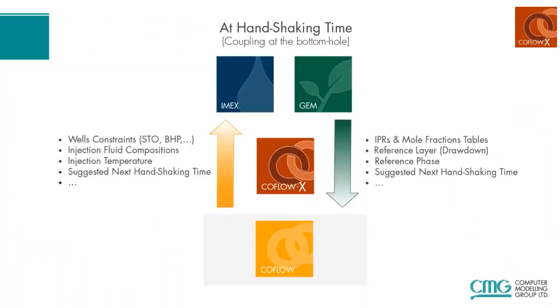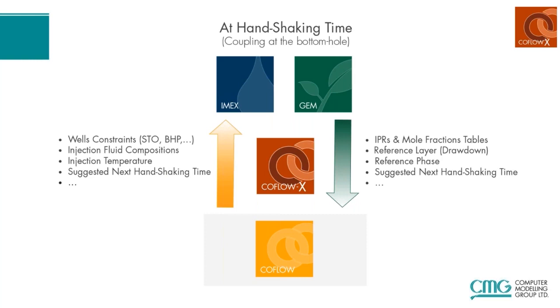The concept of how Coflow X works is there is a communication between IMEX, GEM and Coflow, and this communication is handled by Coflow X. So after every certain amount of time, which is called handshaking time or the coupling time between reservoir and production, at the coupling time, there will be information that will be passed from reservoir simulators to Coflow. And this information is on the green in the right side. That information is IPR curves, the mole fractions coming from production wells, the drawdowns, the reference phases, and a suggestion for the next coupling time.